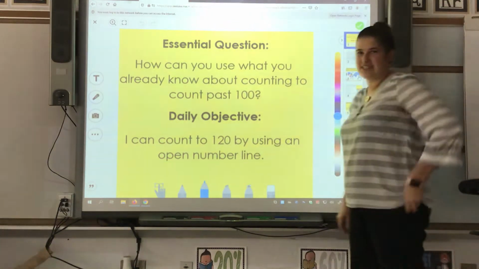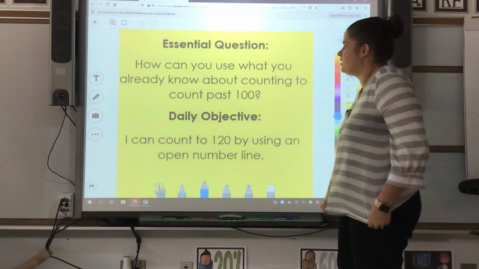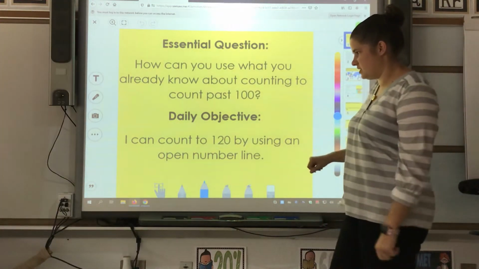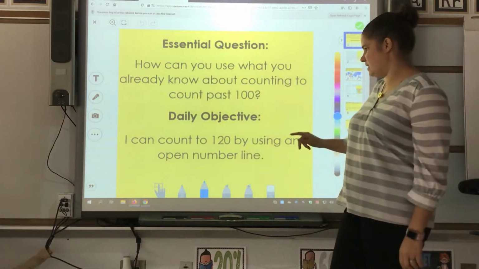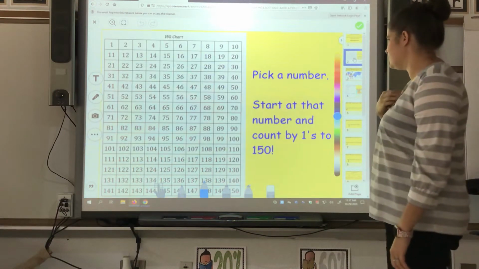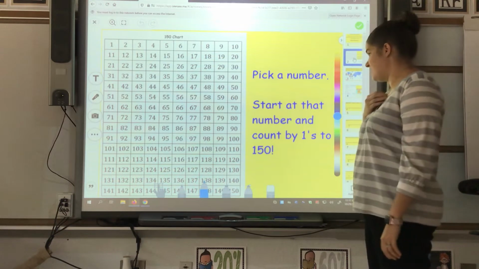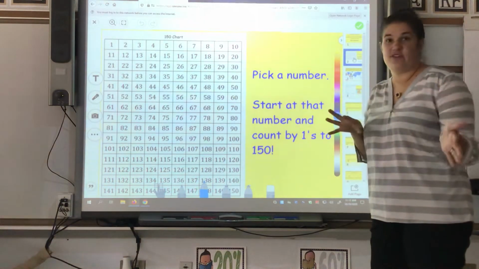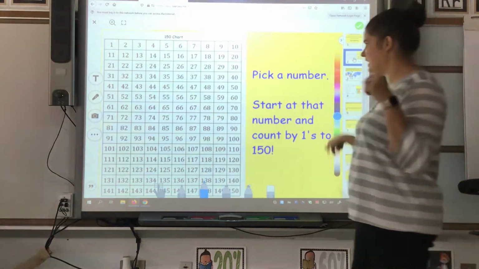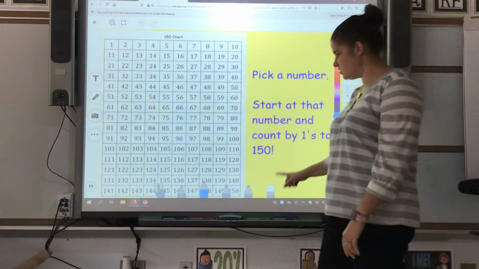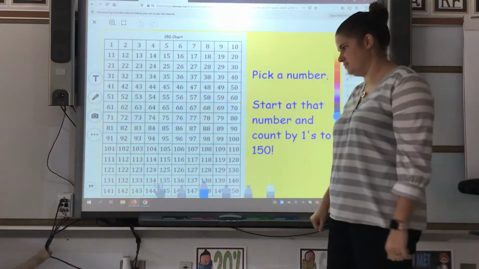Boys and girls. Today's essential question: how can you use what you already know without counting to count past 100? Our daily objective: I can count to 120 by using an open number line. So this says, pick a number and start at that number and count by ones to 150. So on your own and at home, you're going to pick any number on this 150 chart and count all the way to 150 from that number.